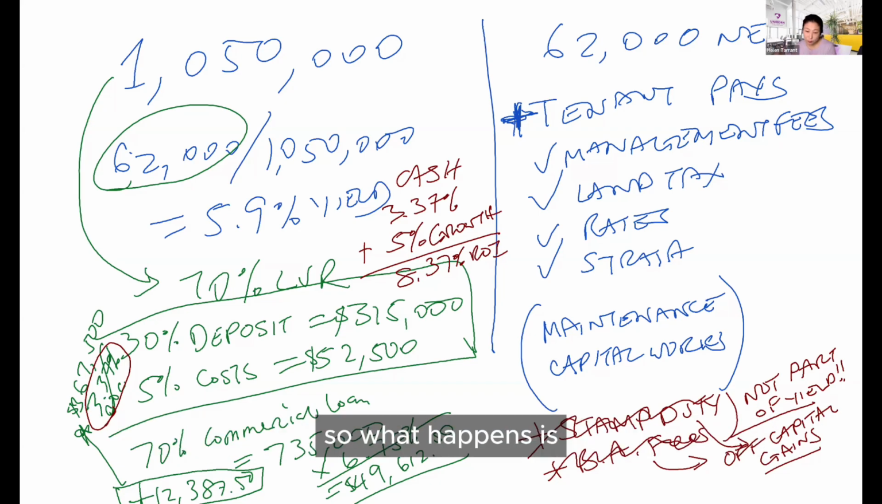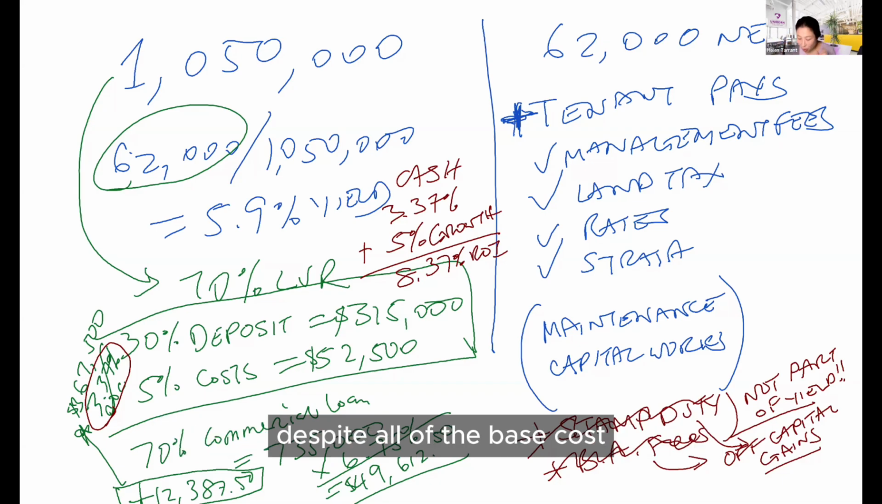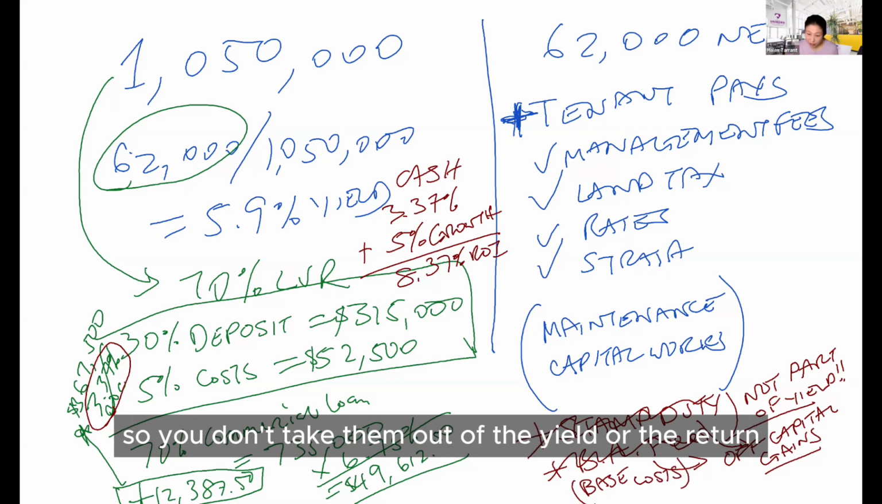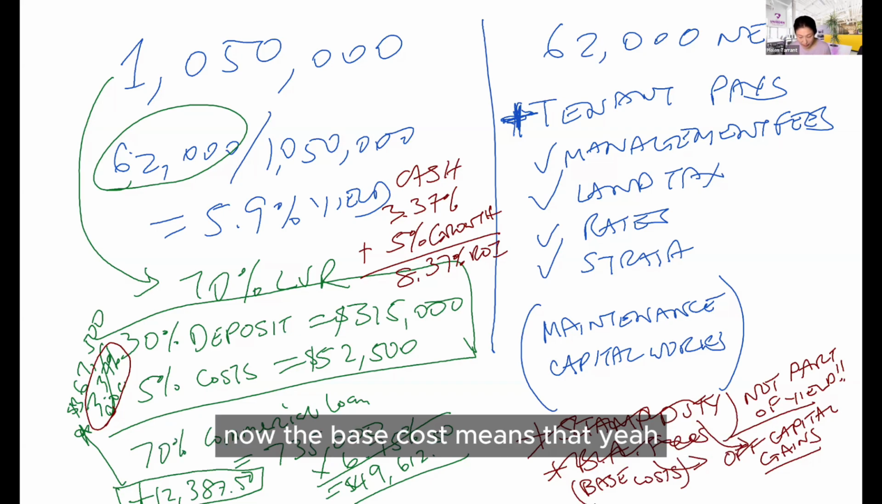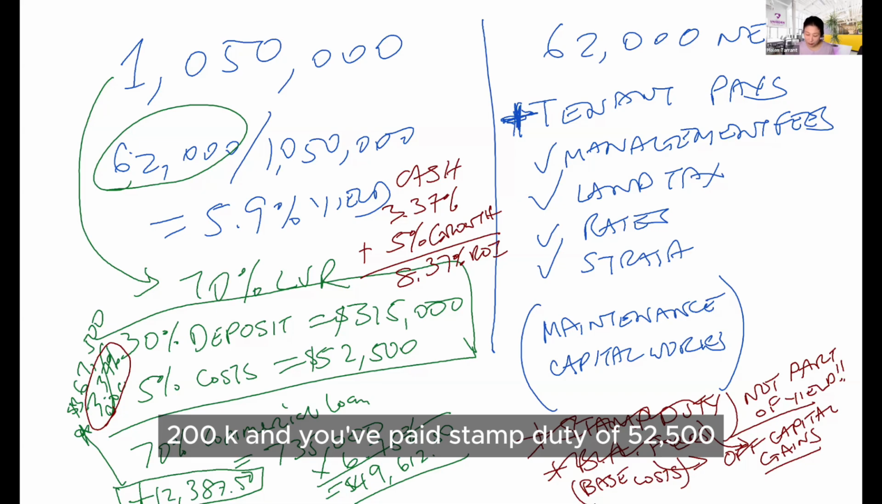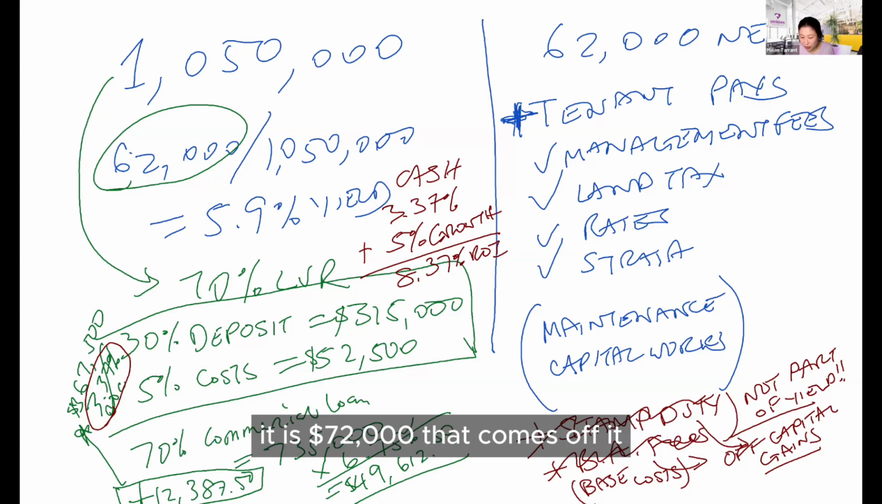So what happens is before your capital gains tax and any discount is applied, all of the base costs, so these are called base costs, are taken out, right? So you don't take them out of the yield or the return when you buy it. They come out of the base cost. Now, the base cost means that, if you made, say, 200K and you've paid stamp duty of 52,500, which would take all of your costs, right? Plus you're saying you pay the buyer's agency 20K, and it'll say that there's $72,000 that comes off it.